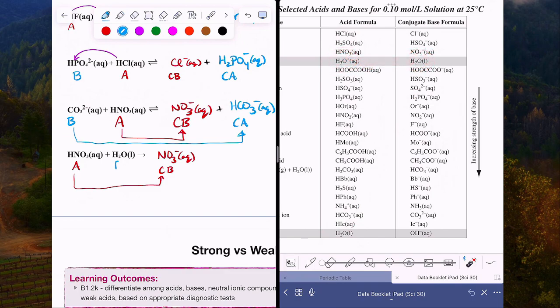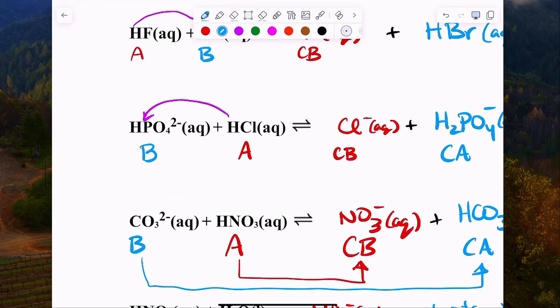So this is the base in this case, and it's going to become H3O positive. That's the conjugate acid. Bam, and there we go. So hopefully that was helpful.